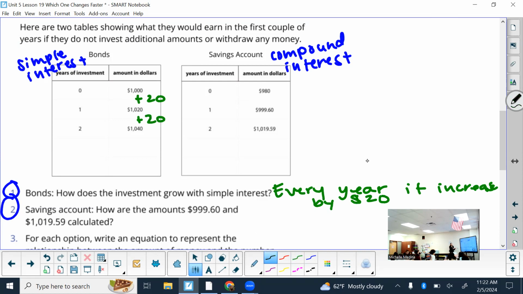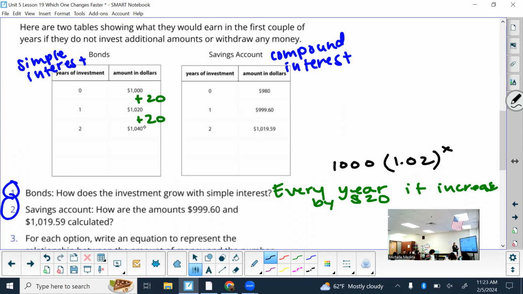Earlier, someone tried giving me an equation for that. You don't have to write it down, I'm just showing you what they gave me: 1,000 times 1.02 to the x power. Why does that equation not work for this situation? Because in the bond situation, the table is not exponential. You can see in the y's, it's adding the same amount each time. Exponential functions don't follow that pattern. Exponential functions multiply by the same factor each time.